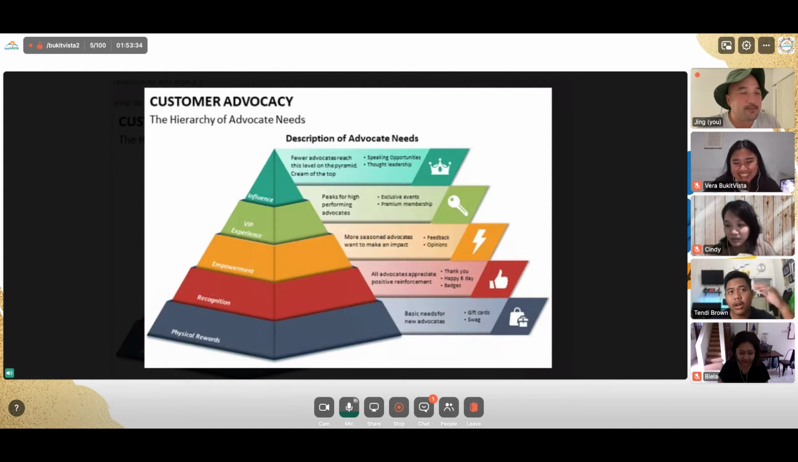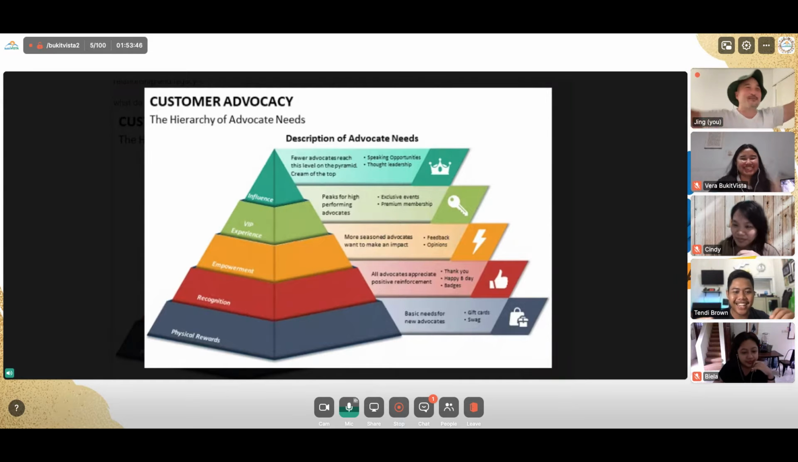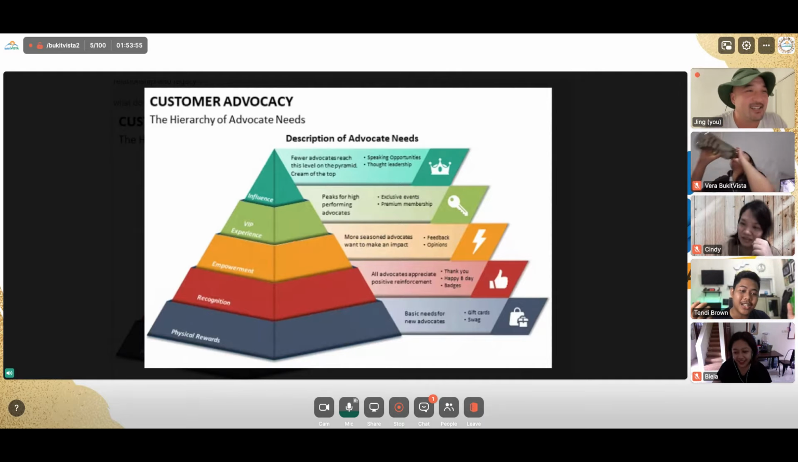I was thinking as well for our partners, usually the staff is going around, right? How about if they have the Bukit Vista t-shirts? I agree. Let's spend some money on merchandise. They need to buy supplies, right? Like soap, shampoo, maybe. I agree. Let's buy together like that and then see.